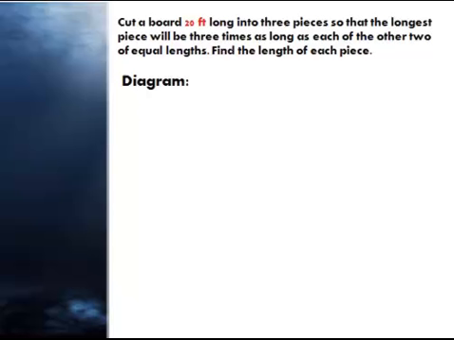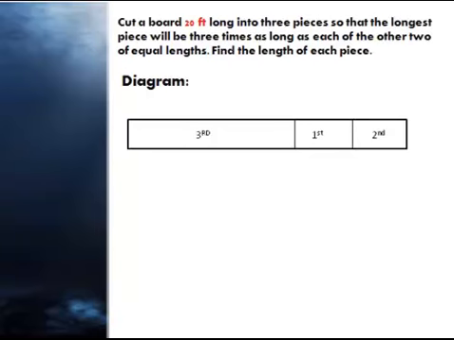Step 2. Draw a diagram. We want to cut a board into 3 pieces such that the first and second pieces have the same length and the third piece has a length that is 3 times the length of the first and second piece. So here's our diagram. And our board is 20 feet long.